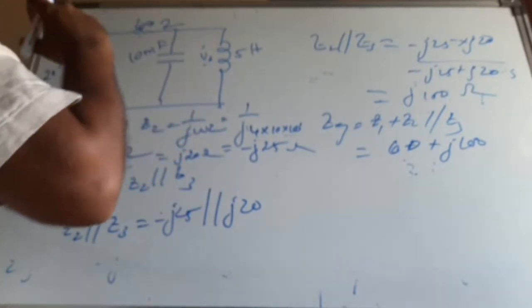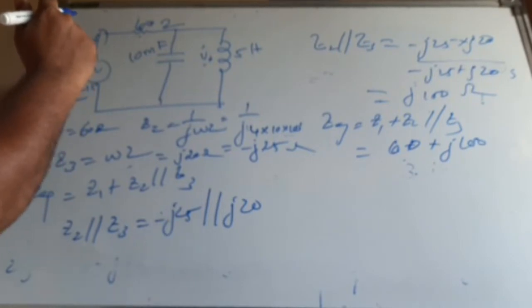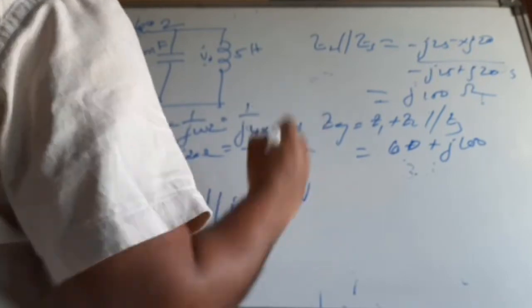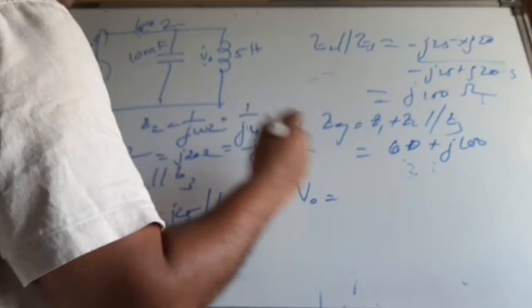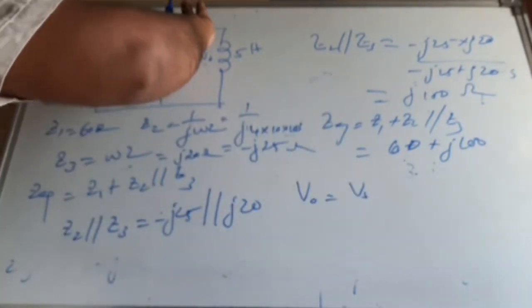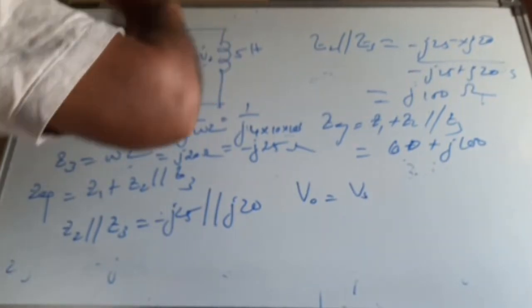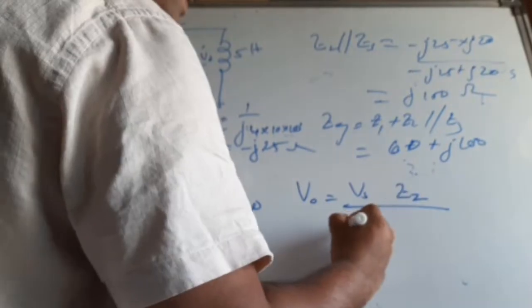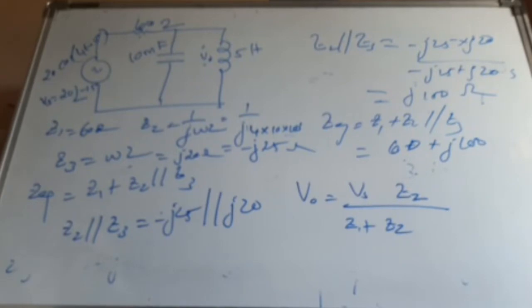So I can apply the voltage division principle. By applying the voltage division, the total voltage is Vs. I want to find the voltage across Z2, so Vs times Z2 divided by Z1 plus Z2. This is the voltage division rule.